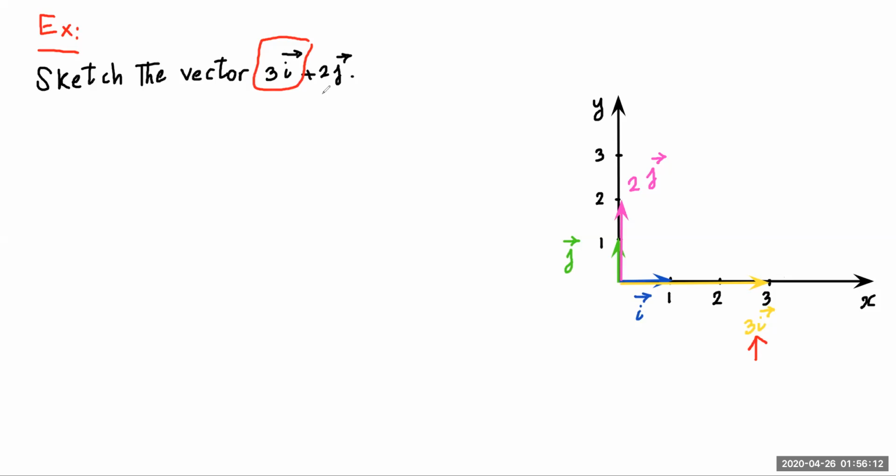The vector 2j is given here in pink. So to sketch the vector 3i plus 2j, it will be like this. This is the vector 3i plus 2j.